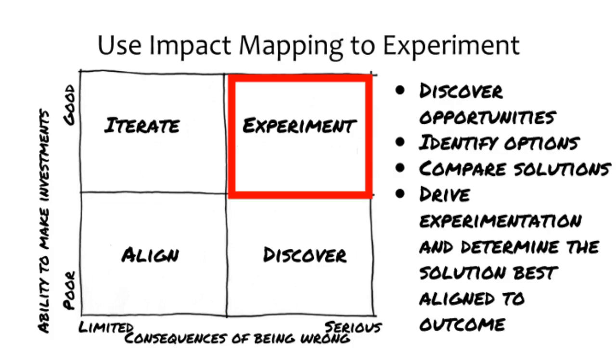The experiment context is characterized by a good ability to make investments and serious consequences of being wrong. An example is an organization that has budget available, but its customers and users can't accept changes quickly, or the organization is working in a heavily regulated industry. In this context, you can use impact maps to discover opportunities, identify options, and compare solutions. You'll want to explore a variety of options through research with your users before deciding on your solution. Impact maps can help drive this experimentation and determine which solution is most closely aligned to the desired outcome.